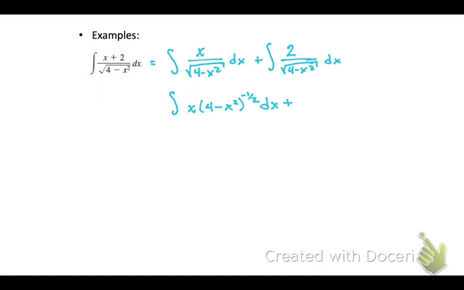Probably not. Well, u would be what? U is 4 minus x squared. So du is negative 2x. Okay, negative 2x. So, well, we're just missing the negative 2, right? So that would be negative 1/2 times the integral of u to the negative 1/2 du.